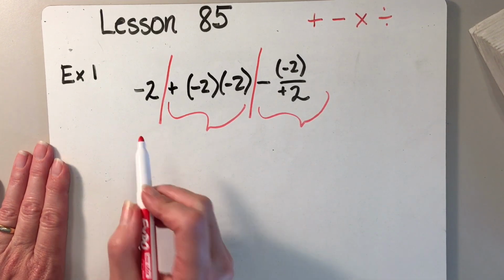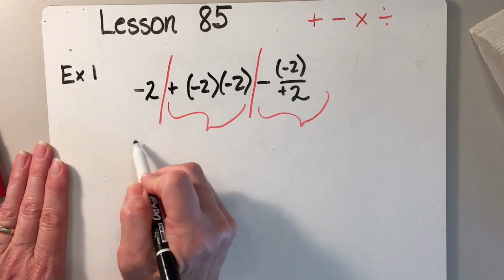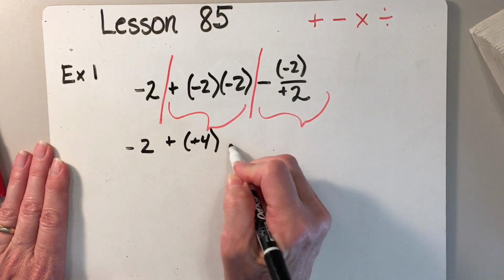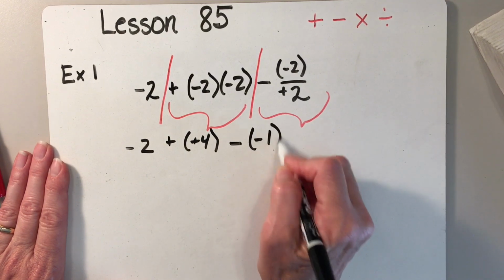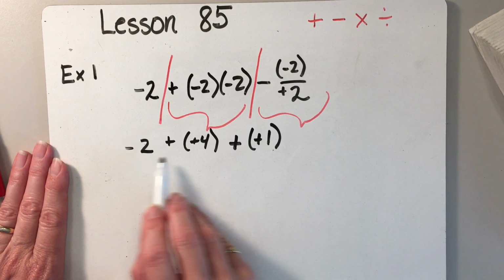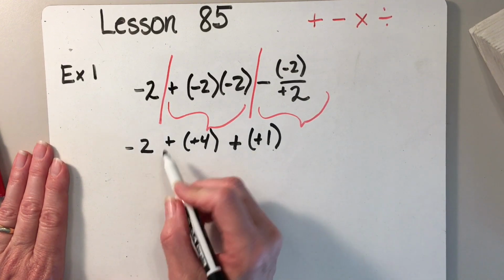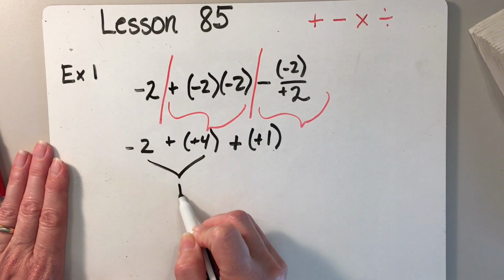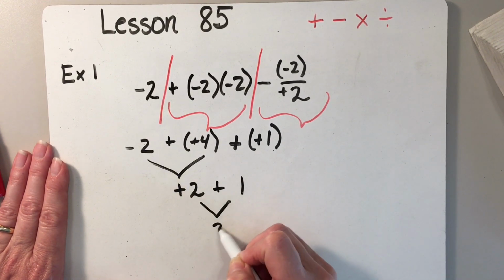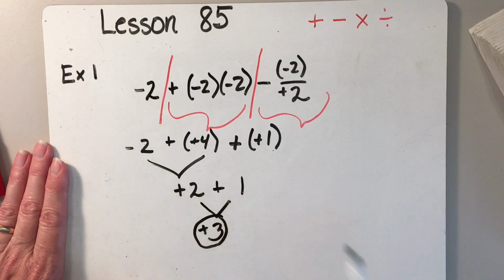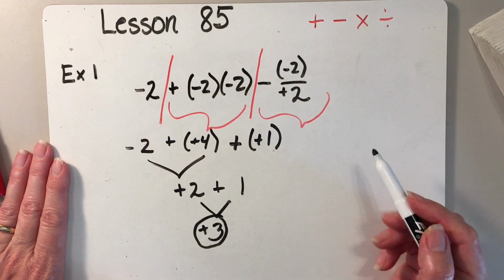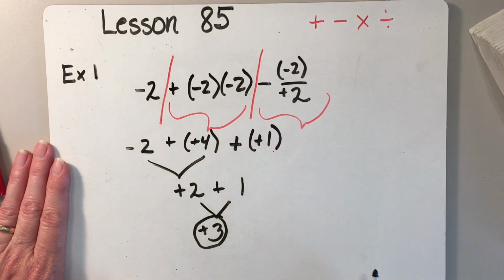But, you know, just back to negative 2 plus a positive 4 minus a negative 1. Got to change those. And then we can also work from left to right if you wanted to. Negative 2 plus a positive 4 is a positive 2. Positive 2 plus 1 is 3. And that's what we came up with originally, positive 3. So this is just another way to mentally separate your problem into terms.